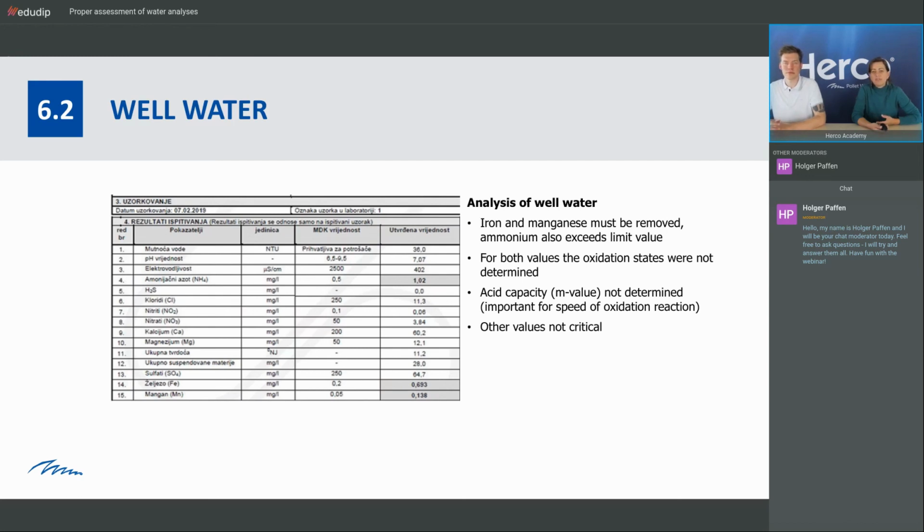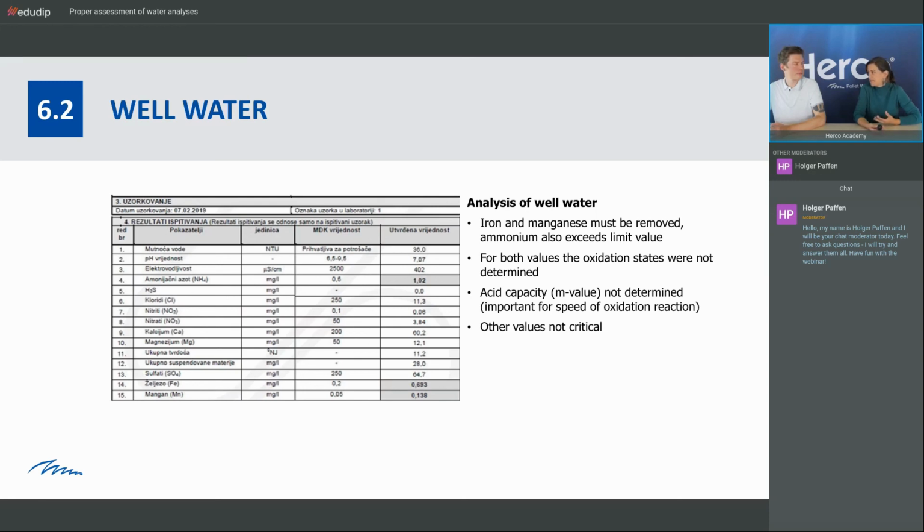So we see that we are over the limit, but we don't know the oxidation stage, which would have been really important for design. We also couldn't get the value. So in the end, we had to design without, and we had to assume that it's all reduced. So we used a large filter. The alkalinity, which is also very important for the design of the filter sizing, was also not determined.